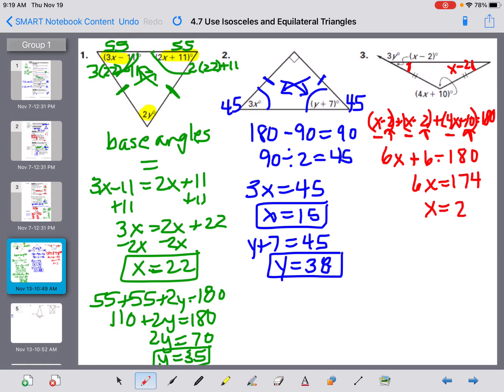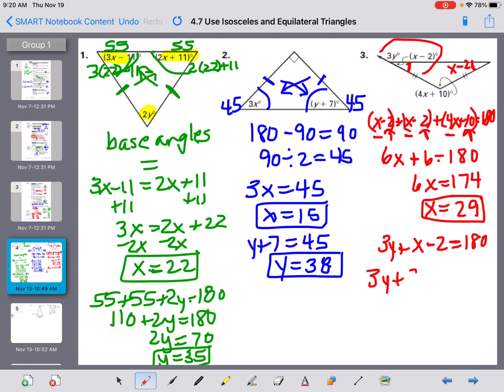I need my calculator, just because I am not feeling the division today. How about 29? Okay. All right, we've got the x. How do we get the y? Do you remember earlier I said these two together equal 180, so 3y plus x minus 2 equals 180, right? All right, I don't want that x. Let's plug in that 29 for my x.